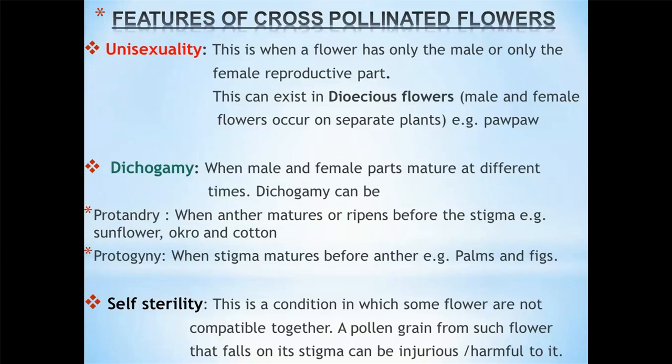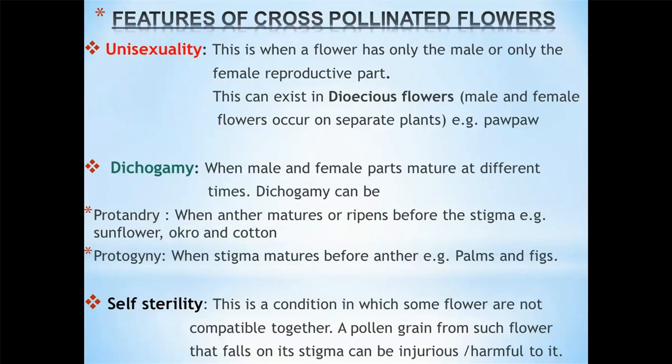Number two feature of cross-pollinated flowers is dichogamy. Now, when the male and the female parts mature at different times, that is dichogamy. Now, dichogamy can be protandry. Protandry means when the anther or the male part ripens before the female part, which is the stigma, and that can occur in sunflower, okra, and cotton. Then protogyny, that is when the stigma, which is the female part, matures before the male part, known as the anther, and so this can take place in palms, figs, and the rest.